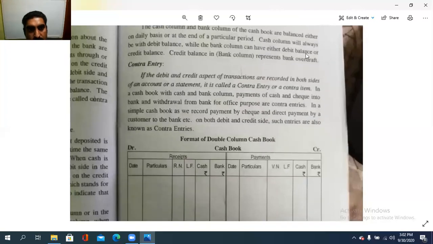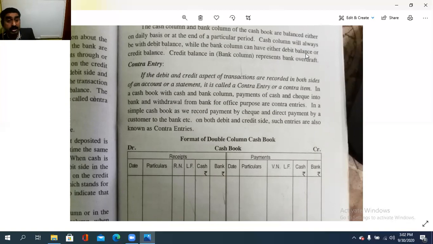Then what is a contra entry? If the debit and credit aspects of the transactions are recorded in both the sides of an account or a statement, it is called a contra entry or a contra item. അതായത് ഞാൻ നേരത്തെ പറഞ്ഞു ഡെപ്പോസിറ്റ്, വിഡ്രോവൽ, ഇതിന്റെ ഒക്കെ എൻട്രി വരികയാണെങ്കിൽ ഒരേ സമയത്ത് തന്നെ ഡെബിറ്റിലും ക്രെഡിറ്റിലും അത് എഴുതും. അതാണ് കോൺട്രാ എൻട്രി. ലെറ്റർ സി കൊണ്ട് ആണ് അത് ഡിനോട്ട് ചെയ്യുന്നത്.